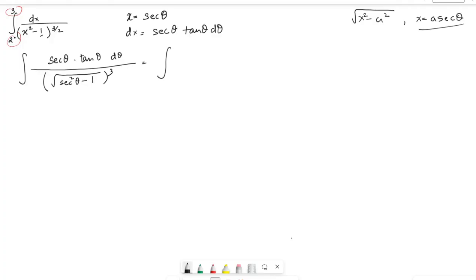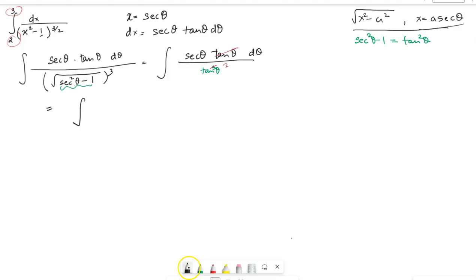Okay. Integral secant theta tangent theta d theta divided by secant squared theta minus 1. So we know by Pythagorean identity, secant squared theta minus 1 is tangent squared theta. So this thing is tangent squared theta. Square root of that is tangent theta. So here it is tangent cubed theta. So we can see 1 power of tangent can cancel. So we'll be left with 2 powers in the denominator. This is secant theta by tangent squared theta.